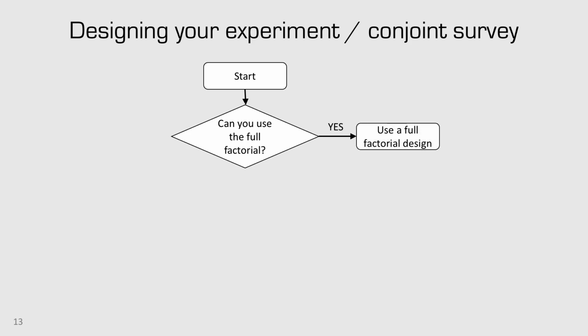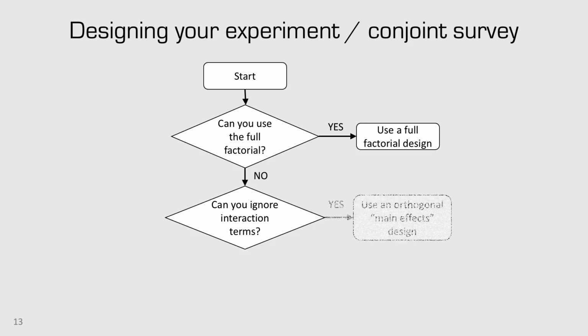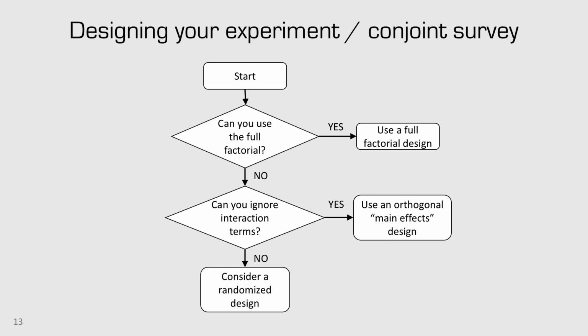In making this decision, you also have to consider what your sample size is likely to be and how many questions each person is going to answer. If you decide that the full factorial is going to be too large, then you have to ask yourself, can you ignore the interaction terms? If you're only interested in main effects and you don't expect to have any important interaction terms, then consider using an orthogonal or a main effects design. This will give you more information about each main effect while confounding the interaction terms. But if you think there might be important interactions, then you might just want to consider using a randomized design. In a randomized design, you just randomly select different rows from the full factorial design.